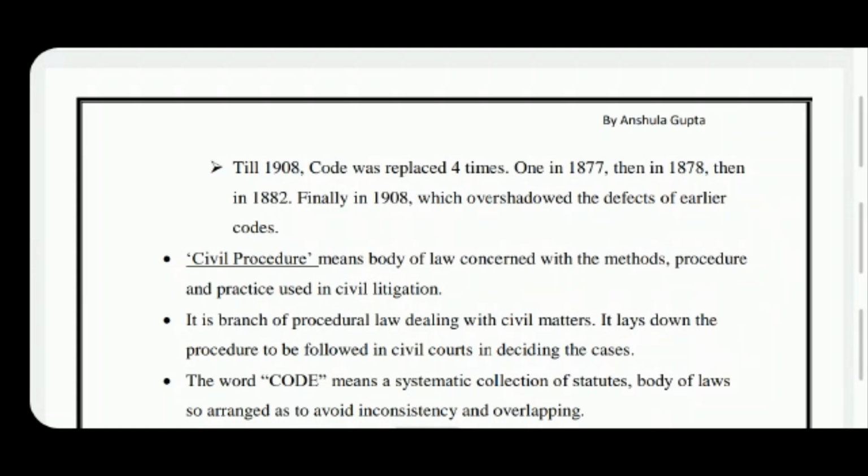You well know that there are mainly civil litigation and criminal litigation, and the code means a systematic collection of statutes. Like in the code, sections have been given in a proper system, step by step things have been made clear and procedures have been elaborated. So, code means a systematic collection of statutes, a body of laws so arranged as to avoid inconsistency and overlapping. So, Civil Procedure Code is that branch of procedural law that deals with civil matters in deciding the cases.